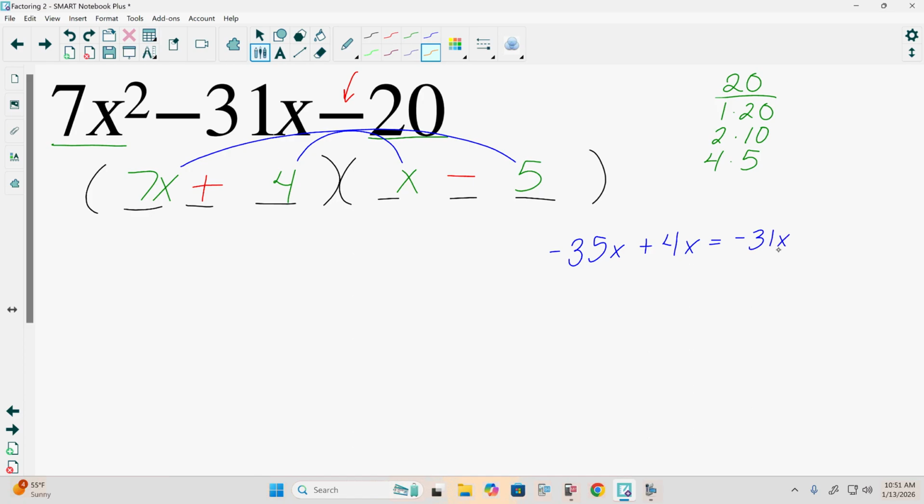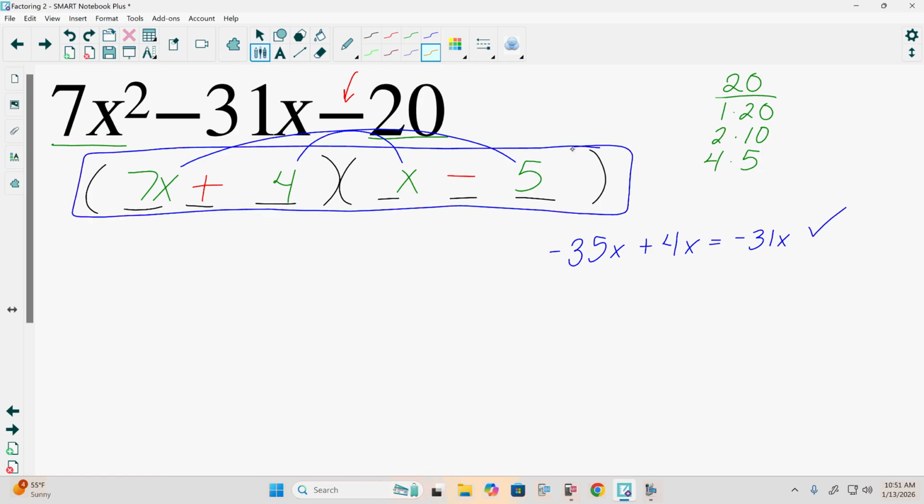Is that the middle term we wanted? Yes. So we are finished. Questions on this here? If that hadn't worked out to be the middle term, the first thing I'd do is switch to 4 and 5. Try it again. If that didn't work, then I would move to 2 and 10. Put it in two of the spots, check it, see if it works. If it doesn't, flip them. But since that worked, we're done.